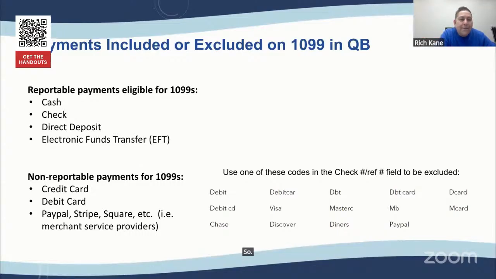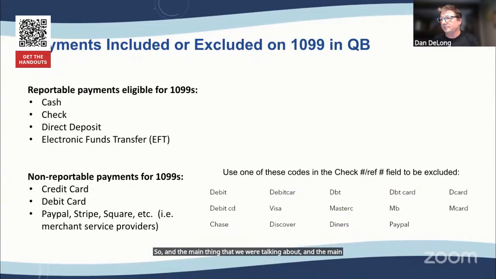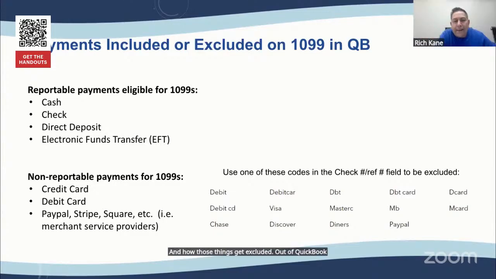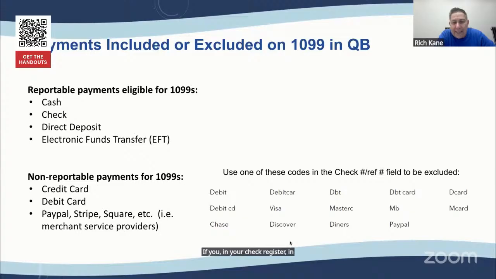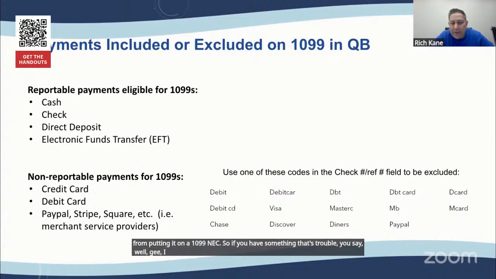The main confusion for a lot of folks is 1099-K versus 1099-MISC or NEC, and how those things get excluded out of QuickBooks. In the bottom section of your check register in QuickBooks, whether desktop or online, you have these words instead of a check number. This has been pre-programmed into the system: if it sees these, it will exclude them from a 1099 NEC. So if you have something that's trouble, just use any one of these codes, and then you won't have an issue with it.